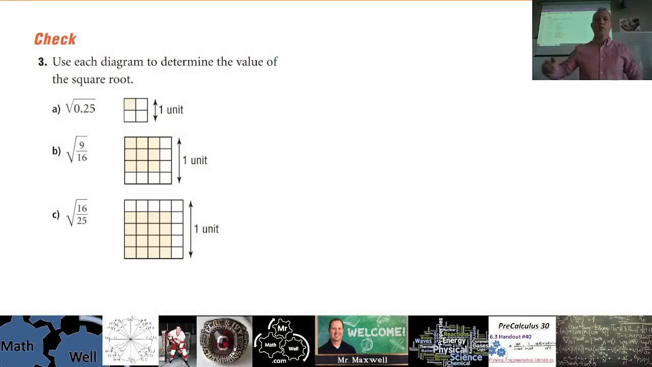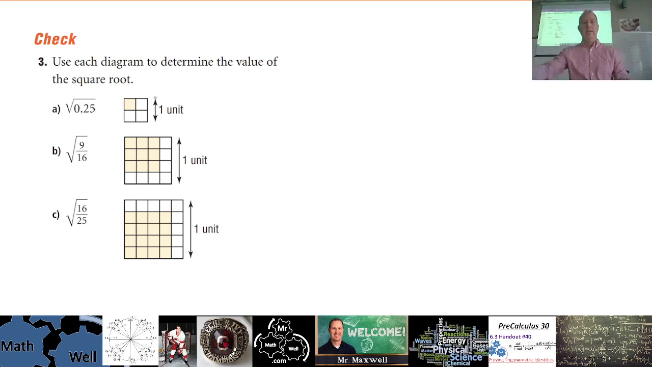All right, so let's do some square root homework here. Starting with number 3. It says use each diagram to determine the value of the square root. Okay, so the square root is going to be the result when we do this operation, right? The square root of 0.25. Now, how can we use the diagram to help?